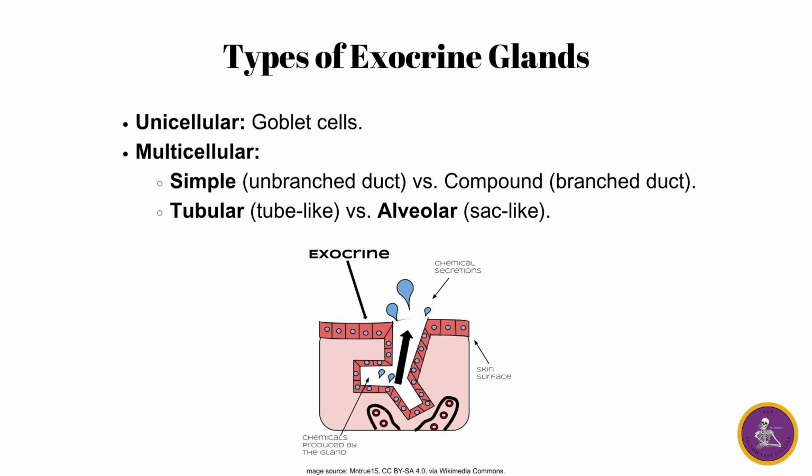Most exocrine glands, however, are multicellular and can be further categorized by the structure of their ducts and the shape of their secretory units. If the gland has a single, unbranched duct, it is called a simple gland. If the duct system is branched, it's referred to as a compound gland.